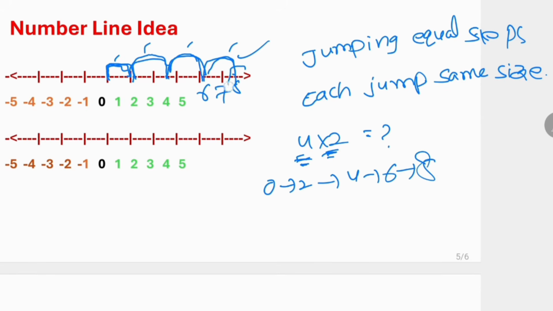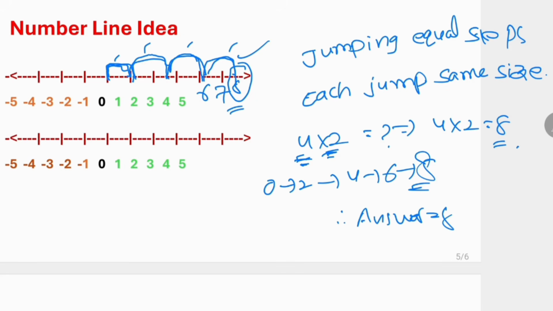The final one, where are you? Stop. Number 8. Therefore, our answer is 8. Therefore, 4 into 2 is equal to 8. Is it clear?